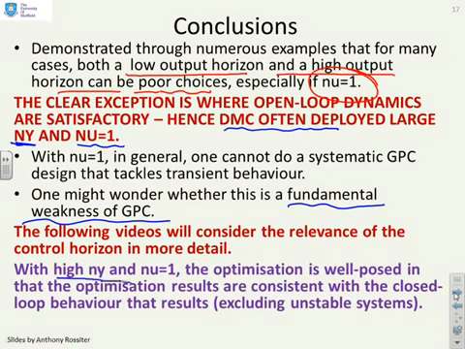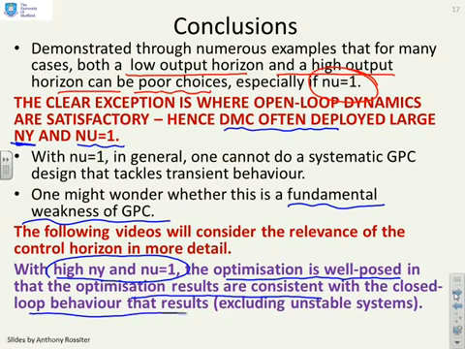With high ny and nu equals 1, the optimization is well posed. And here's an interesting point. I don't say it necessarily gives a good result, but it's well posed in that the optimization results are consistent with the closed loop behavior that results. And what this means, as you'll see in later chapters, is you can imply stability. I'm not going to go and prove that now, but because you have consistency between what the optimization is telling you every sample and the closed loop behavior that results, then you're likely to get a stable loop. It might not be the behavior that you want if the open loop dynamics are poor, but it's likely to be stable.